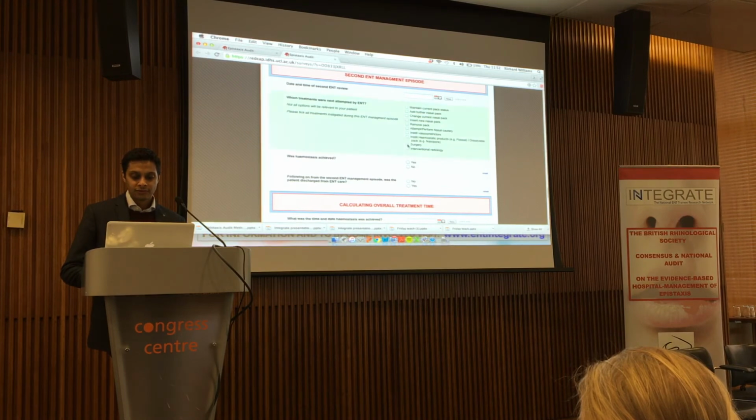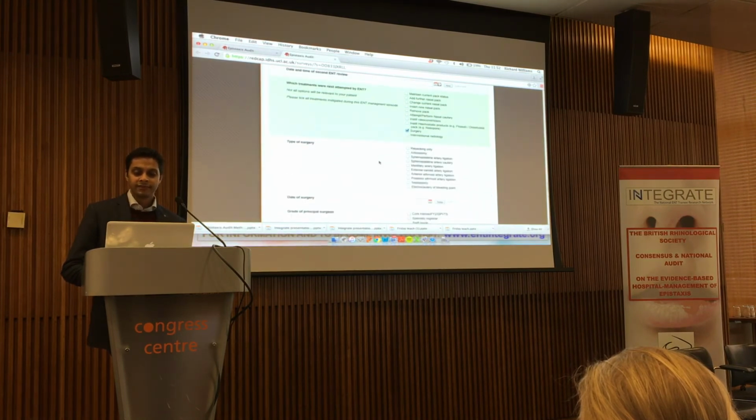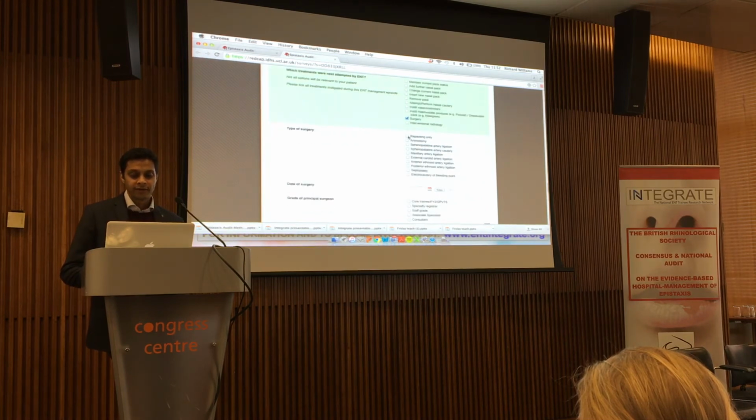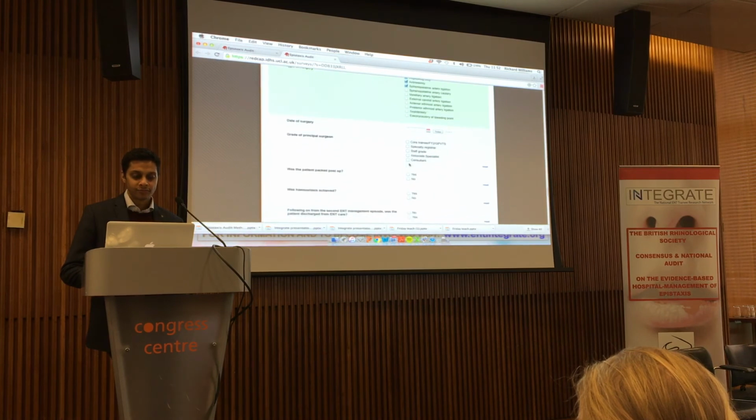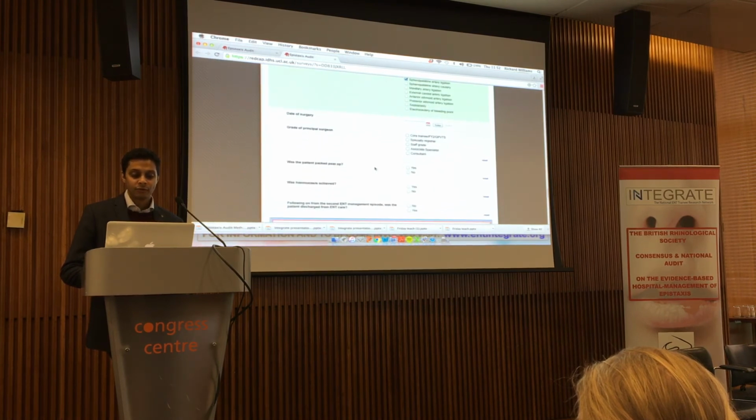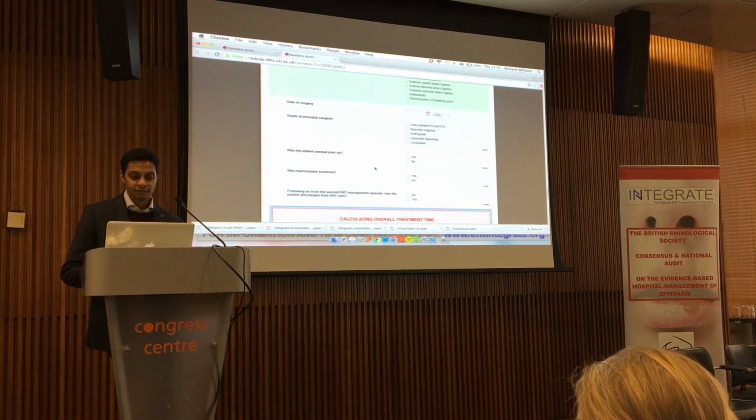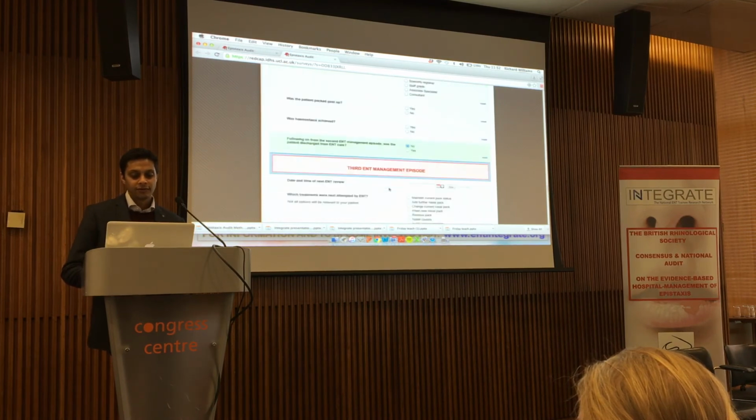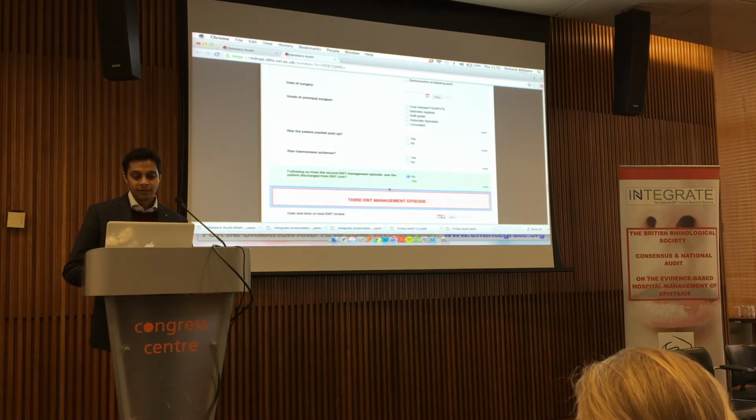So, let's do surgery. So, the second time you saw them, you ended up doing some surgery. So what surgery did you do? You can pick one or more of these, the date of the surgery, the grade of the principal surgeon, was the patient packed post-op, was hemostasis achieved from the operation, and then again back to, are you now discharging this patient or are you carrying on with the treatment? So third, fourth, and so on. So let's go.